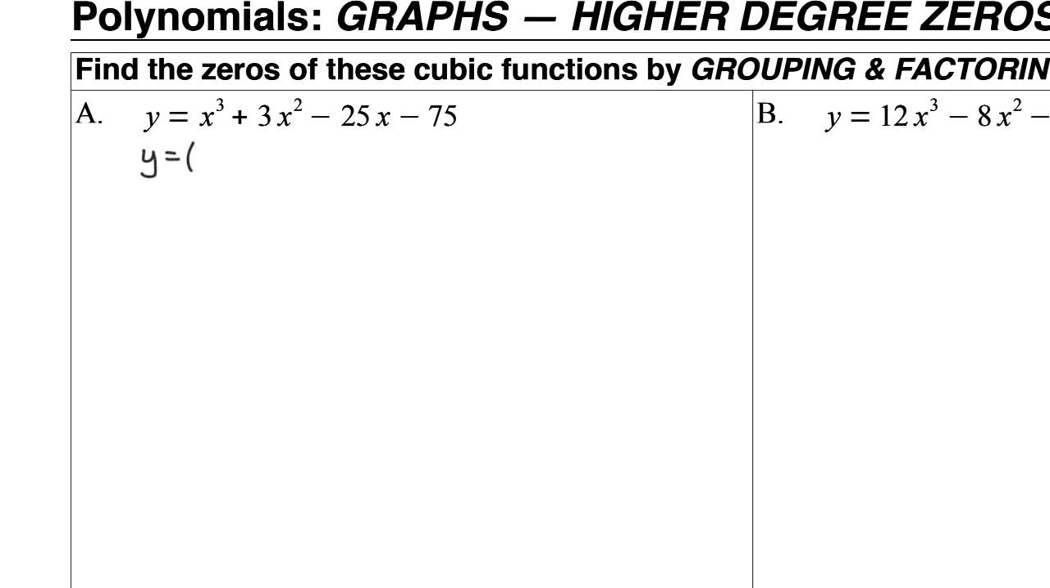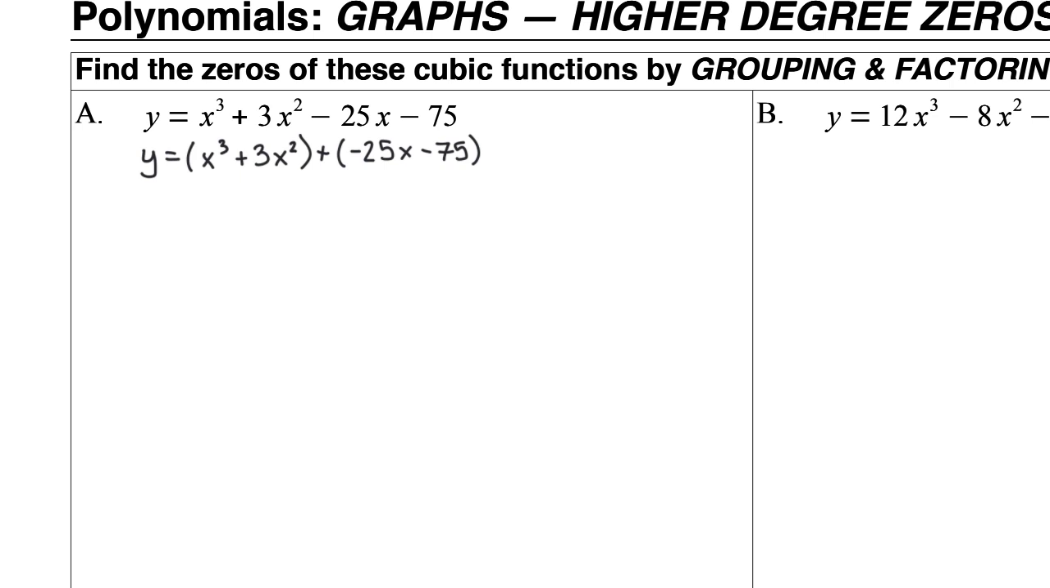We saw this in class, where we take the first two terms, put that in a group, and we're going to take the next two terms and put that in a group, just like this. Now, if we bring these signs with us, we see subtract 25x. If we take that as a negative 25x, we can write add right there. Add a negative is the same as subtract.